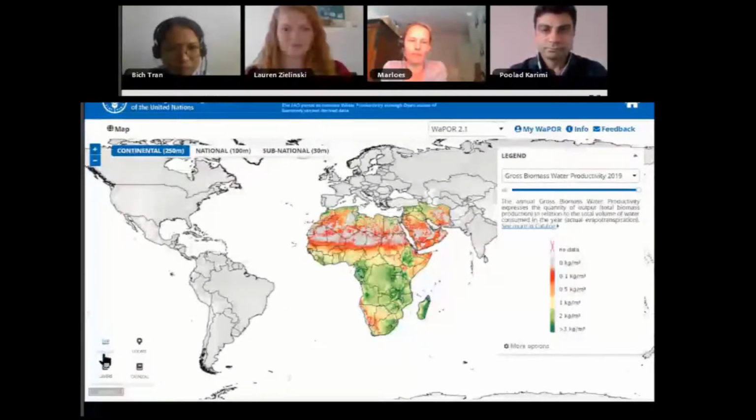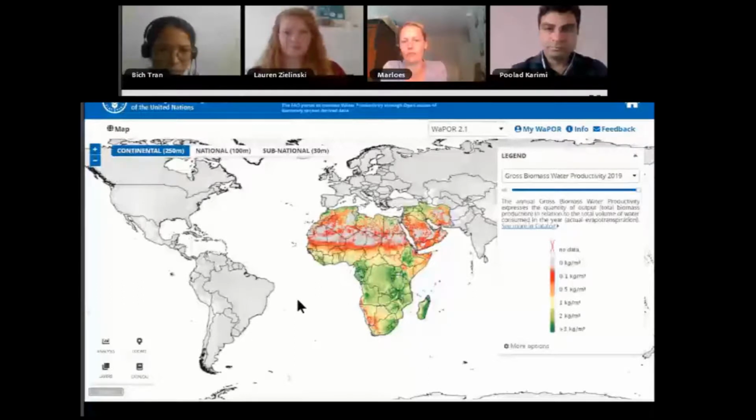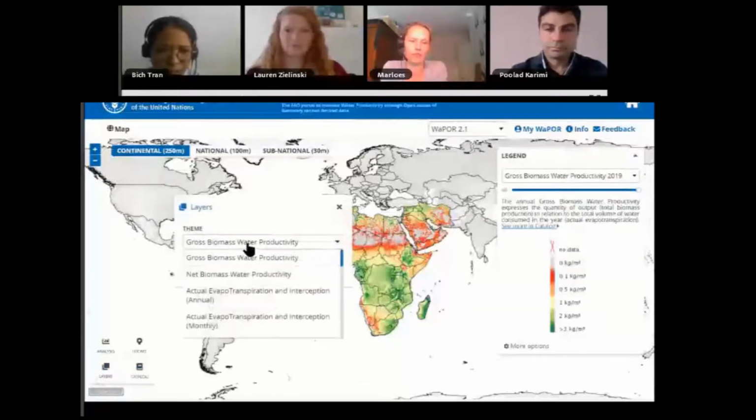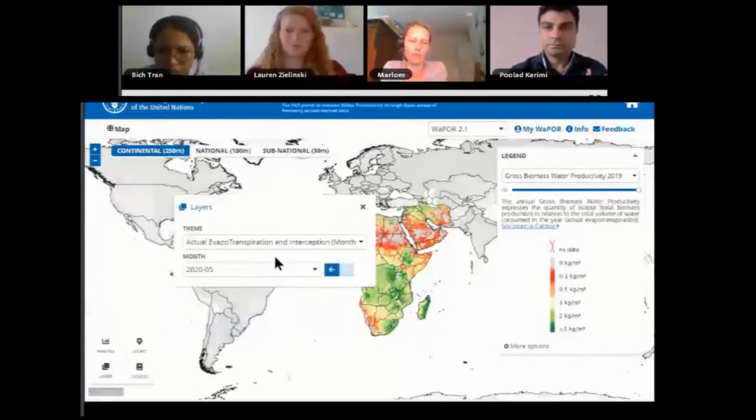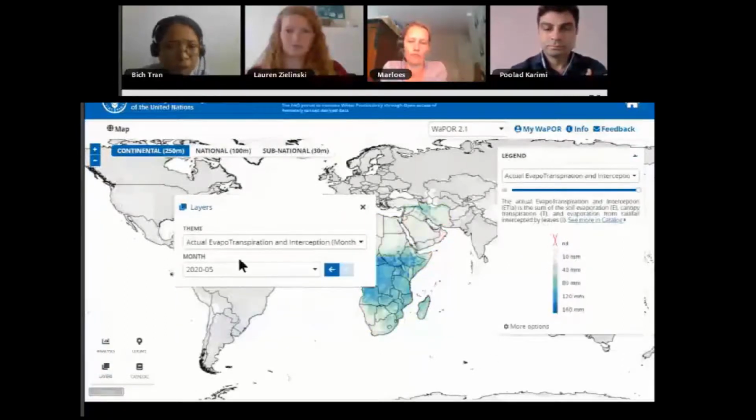We can do that using the Analysis tool on the left corner here. Before clicking on the Analysis button, we need to change to the data layers that we want to extract time series. For example, now we are looking at the gross biomass water productivity. If you want to extract monthly actual evapotranspiration and interception, you will need to click on the Layers button and select actual evapotranspiration and interception monthly. To extract time series data, you don't need to change the month layer, so we can leave it for now.